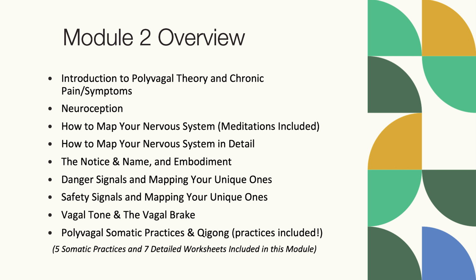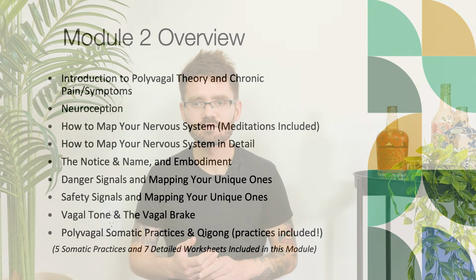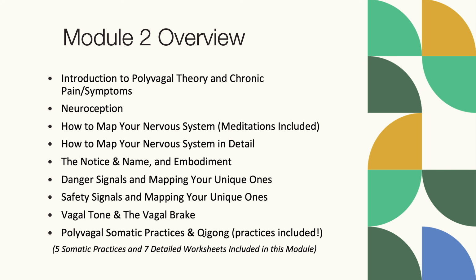Then we really go through supporting you mapping your nervous system. And we really map it at the basic level, but we also have an additional video on how you can map your nervous system out in detail. As we go through this, we discuss the notice and name skill, how we can achieve embodiment. I love that word, embodiment, great word. That's what we're trying to achieve in this course. That's what's needed to overcome chronic pain and symptoms.